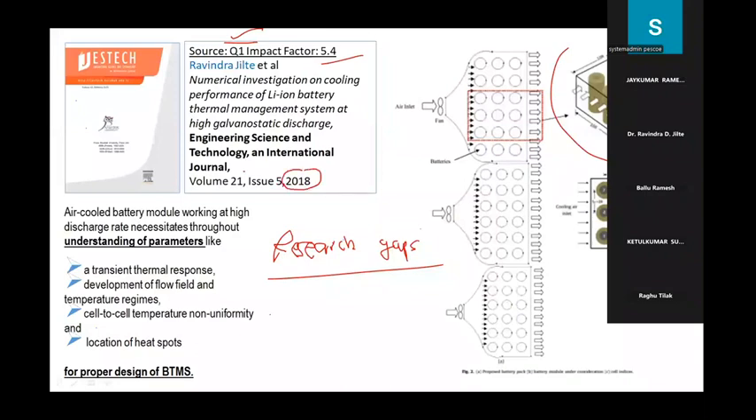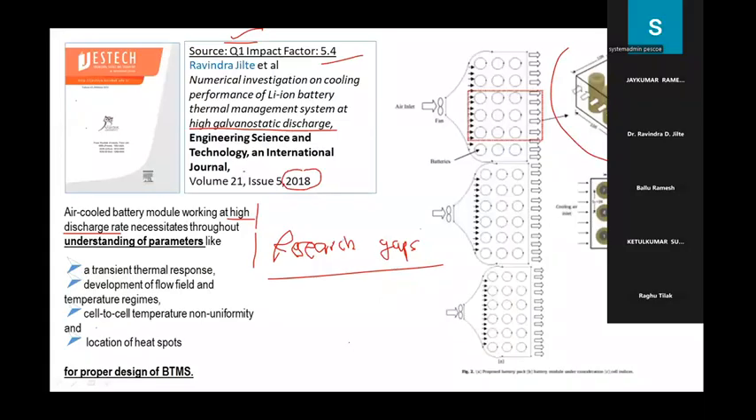The major thing we required in this case, and in all other research, is to find out what is happening exactly in the existing air cooled BTMS systems, an air cooled battery module working at high discharge. So what is the new thing that we have tried? We investigated at a high galvanostatic discharge.